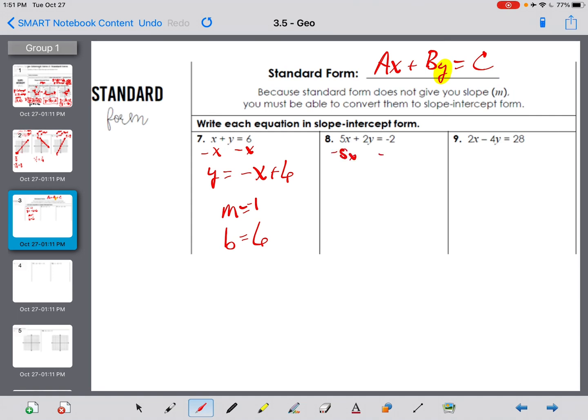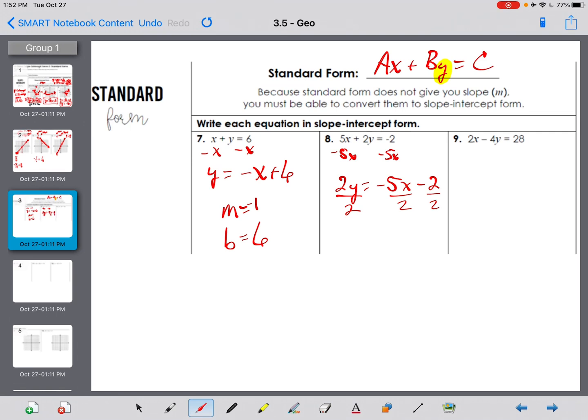Now, 8's a little more different. We have to move the x. Remember, it's 5x. Don't just move 5, it's 5x. So we got 2y equals negative 5x minus 2. And then we also have to divide by 2.